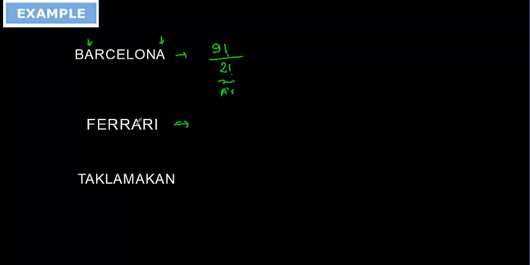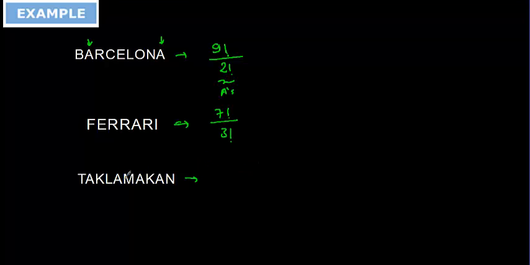In Ferrari, we have 3 R's. So there are 7 letters in total. A 7-letter word can be arranged in 7 factorial different ways. And we have 3 R's here, so we divide by 3 factorial.